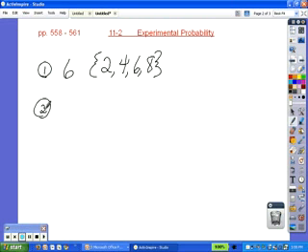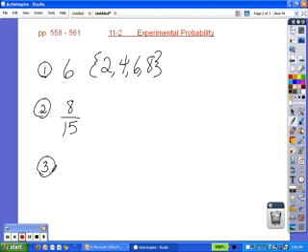For number 2, we're using the frequency table based on Josh's favorite baseball player's hits in 15 games. And it says find the experimental probability that his player will get 1 hit in a game. Using the table, if we look up, he had 1 hit in 8 out of the 15 games, so that would be the probability, 8 out of 15.